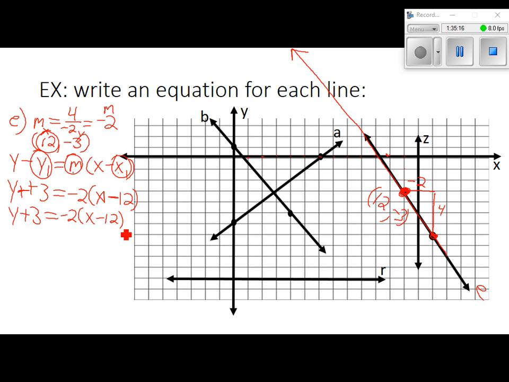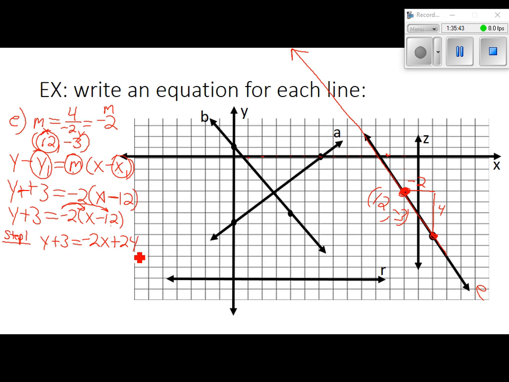Sometimes it's all right to just leave the equation in that form. Most of the time in this book, they want you to change it into slope-intercept form, so we just have to do the 2 steps. Step 1, we're going to distribute. So we end up with y plus 3 equals -2x. -2 times -12 is 24.